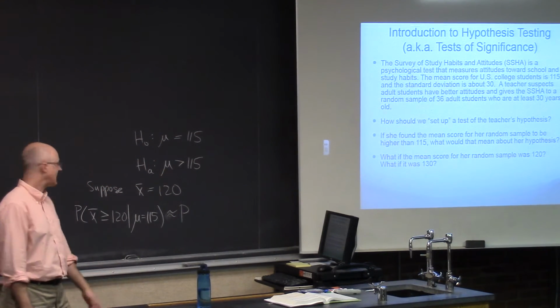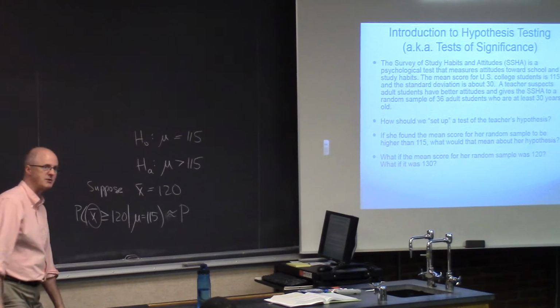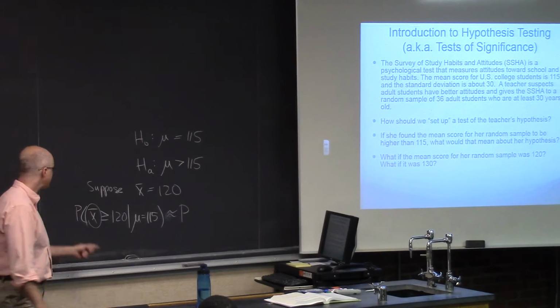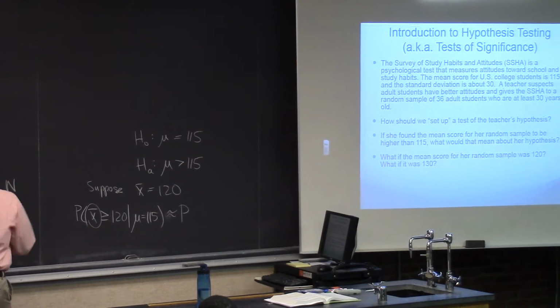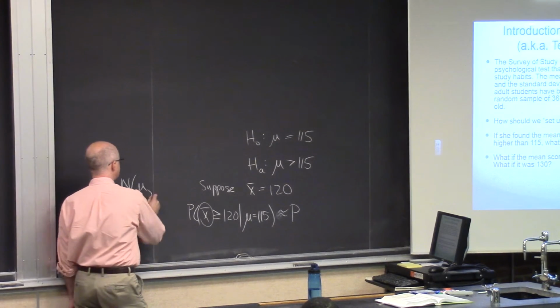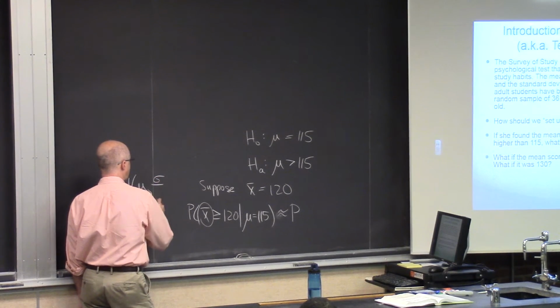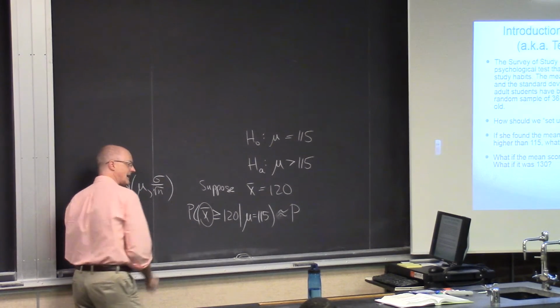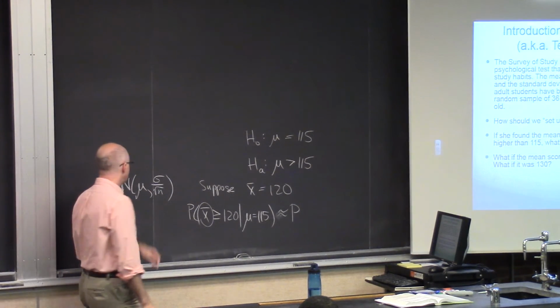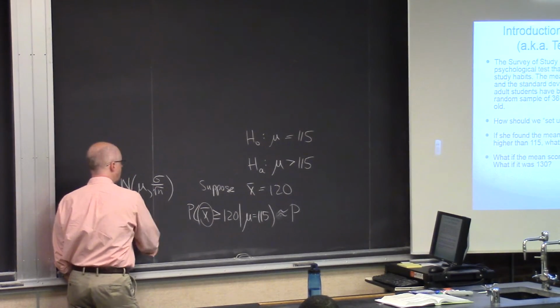I'm going to standardize x bar. Remember this by the central limit theorem, which could be on today's quiz. By the central limit theorem, x bar is approximately normal with a mean equal to the mean of the population and a standard deviation equal to the standard deviation of the population divided by the square root of the sample size. Sample size 36 here. So for this example, what's the mean of the population?